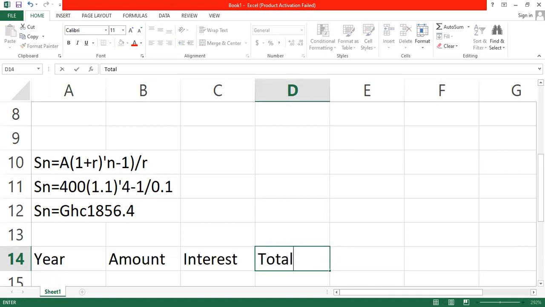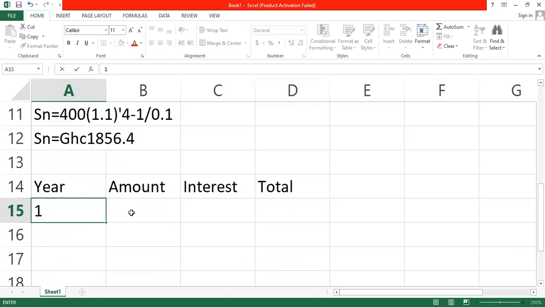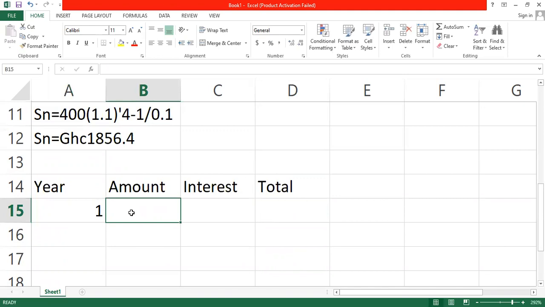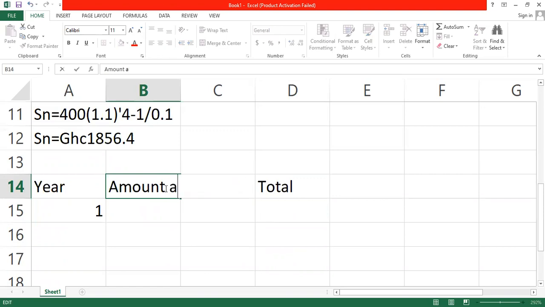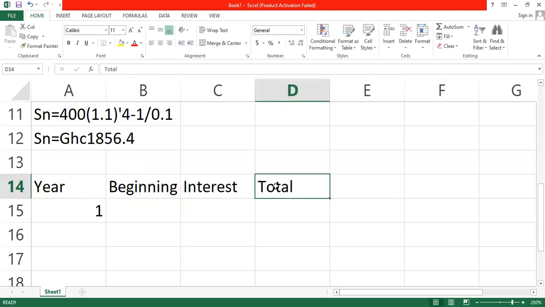So year one, what are we having? When would the amount be invested? It is at the end of every year, isn't it? The amount is to be invested at the end of every year. So let me make this column amount at the beginning, and let me put another column for the end.